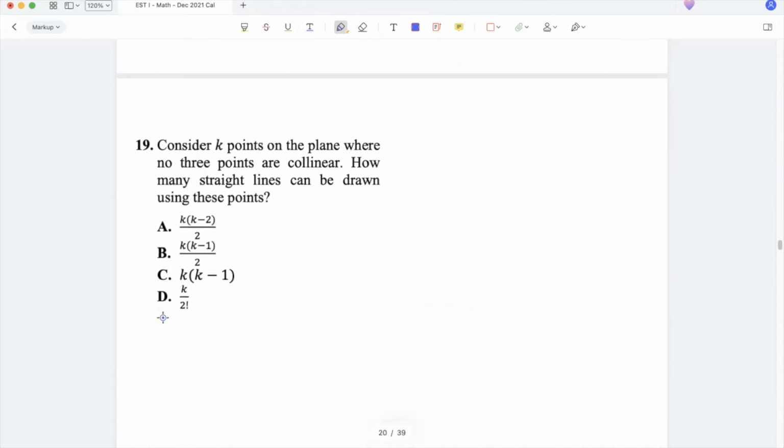Consider K points on the plane where no 3 points are collinear. How many straight lines can be drawn using these points? So that will be KC2, K into K minus 1 over 2, option B.